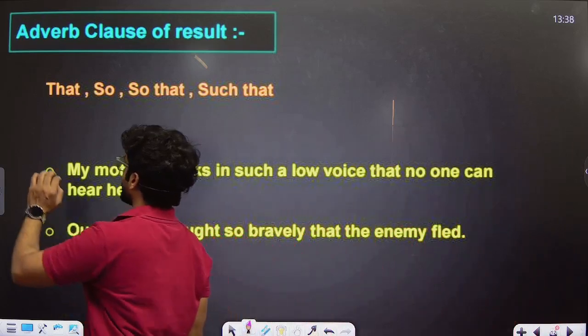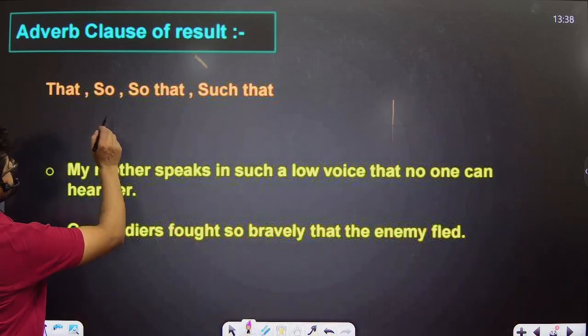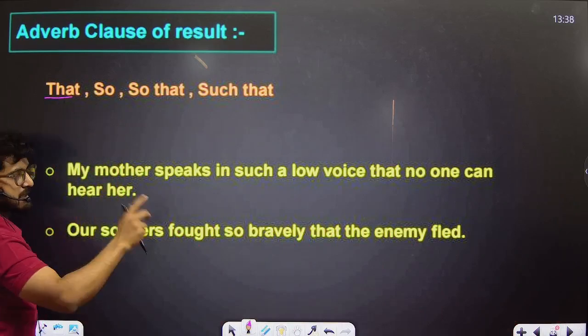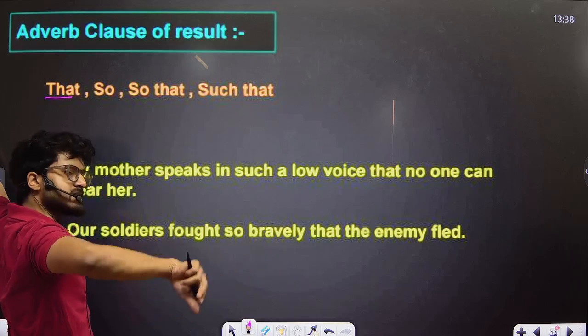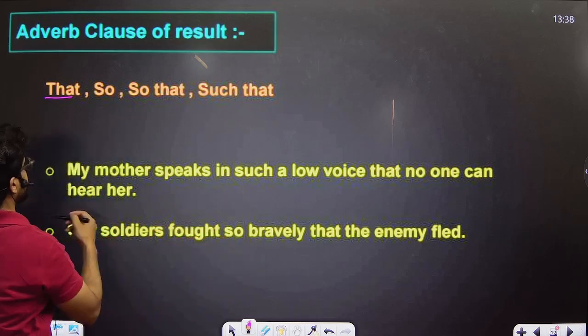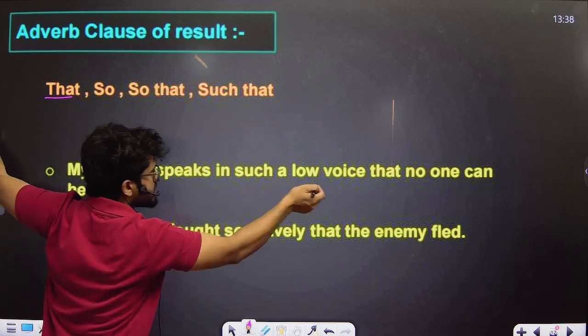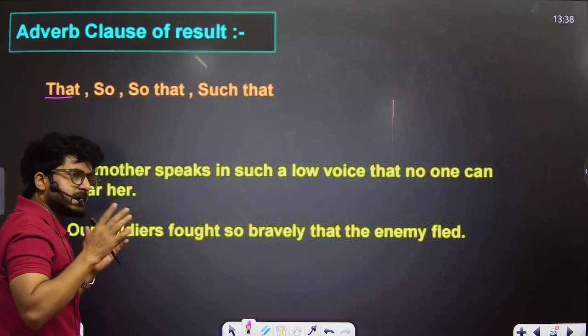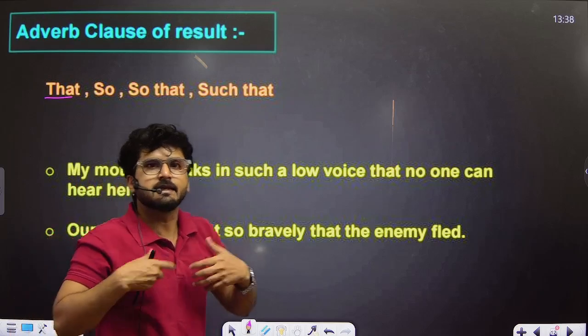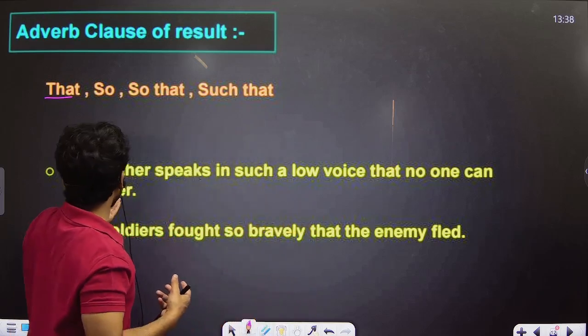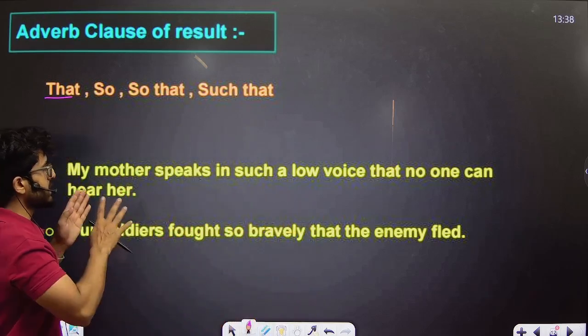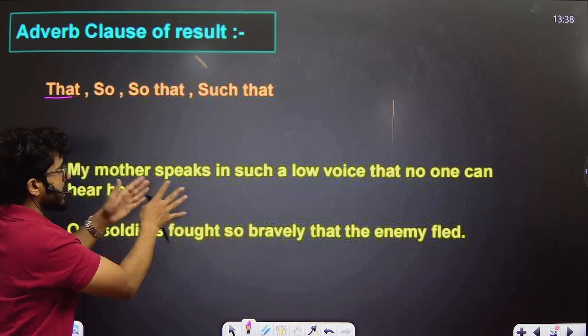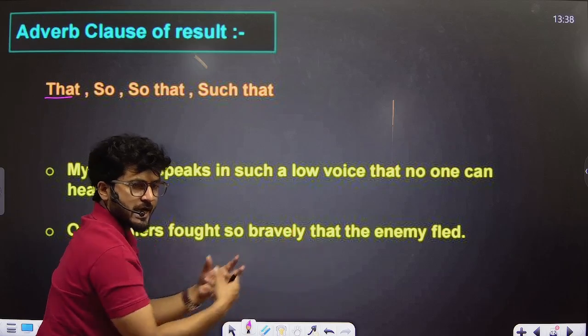Then comes the adverb clause of result. That is, ये करने से वो हो गया, ऐसा करने से वैसा हो जाएगा. Okay, like that case. My mother speaks in such a low voice that, वो इतनी कम आवाज में बोलती हैं कि अगले को सुनाई भी ना दे. Got it? तो here the result is coming out. एक डिपेंडेंट जो है उनके रिजल्ट को दर्शाया जा रहा है.